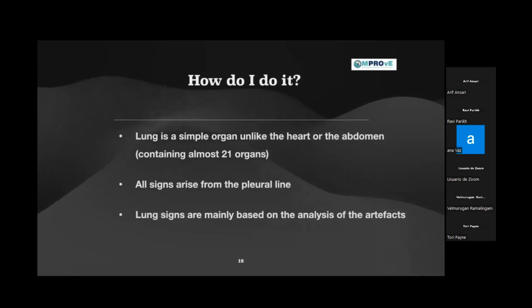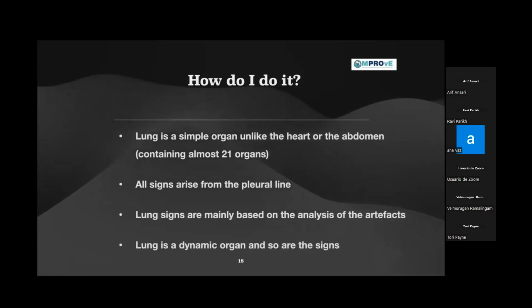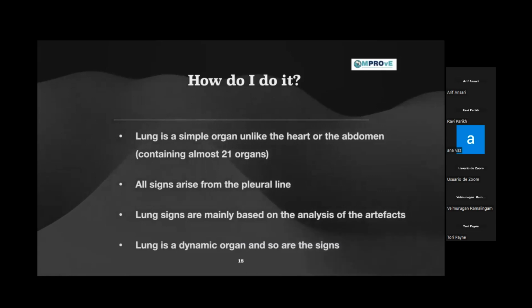And lung signs are mainly based, as I said, on the analysis of the artifacts, and it's a dynamic organ. So lung, with the breathing movement, inspiration and expiration, is moving, it's dynamic, and so are the signs. So when we are doing lung ultrasound, we never take a snapshot of it. We always do a 2 or 3 cycle video, because lung is dynamic and your signs are dynamic. You need to take a video rather than a snapshot, because you cannot interpret a snapshot.